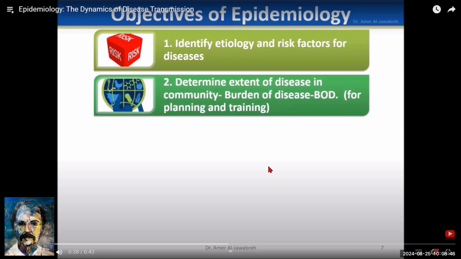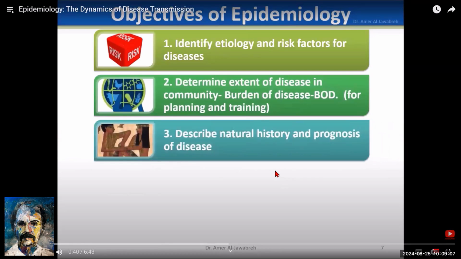Okay. And we have to know the magnitude and the extent of the problem in our society for planning, how much diabetes we have in our society, so that the Ministry of Health can buy the exact amount of metformin, for instance. Okay.